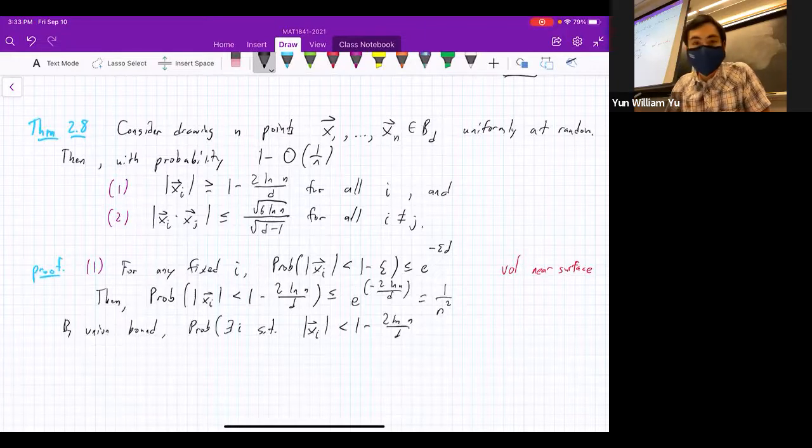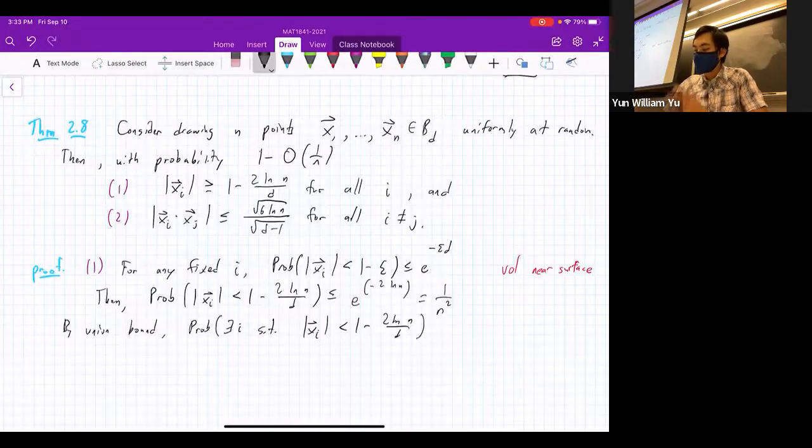Oh, did I write something wrong? There is a chat message. Shouldn't it be e to the minus 2 log n? Oh, that is quite possible. Did I plug that in wrong? So where was I? Yes, yeah. I plugged that in incorrectly. Thank you for the correction, Nelson.